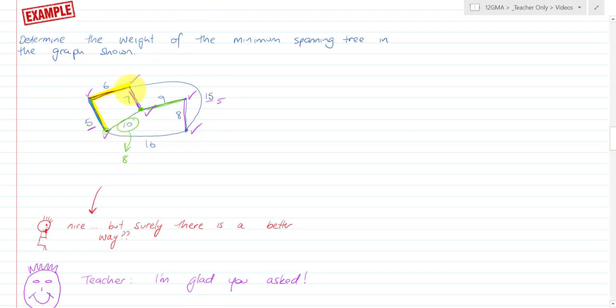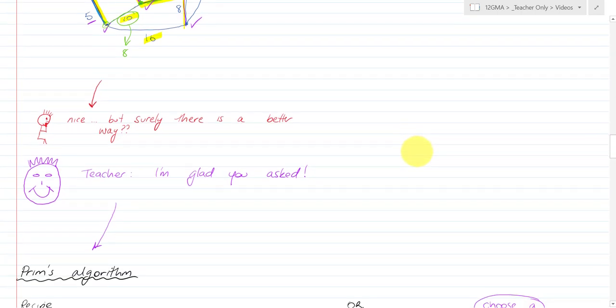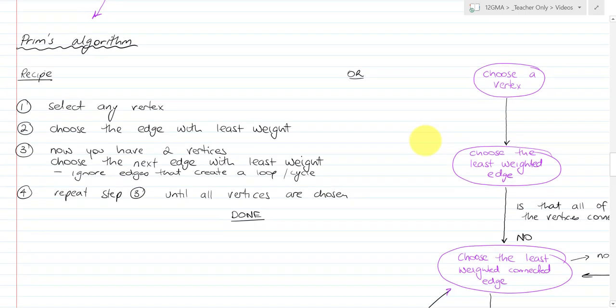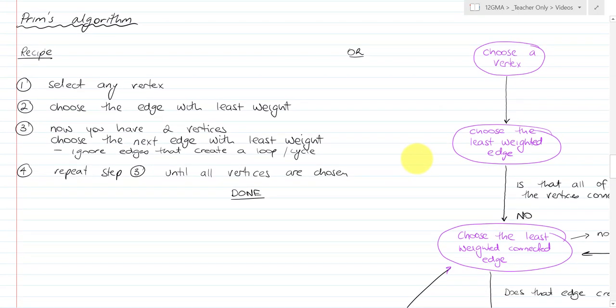But nonetheless, that is our minimum spanning tree, and we're lucky in this case it avoided those big ones, 10, 16, 15. I'm glad you asked. This is called Prim's algorithm, and it helps us. It's an algorithm to set up determining the minimum spanning tree for any graph of any size. We just follow these rules. It's not provided for you on the formula sheet, but if you practice it, it's easy to remember.